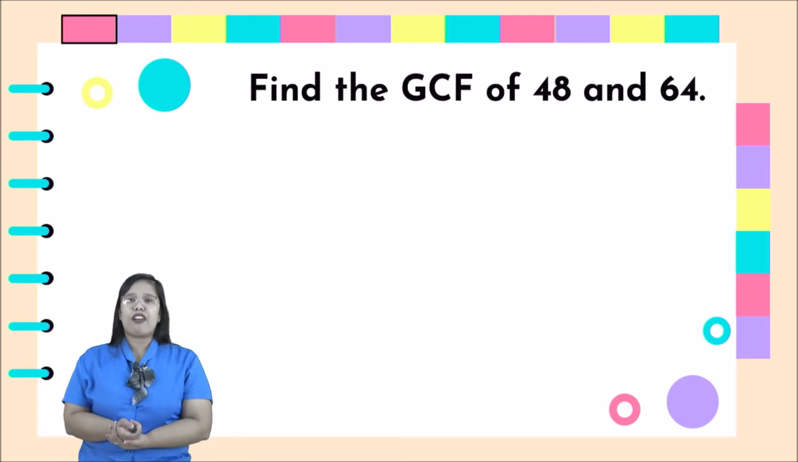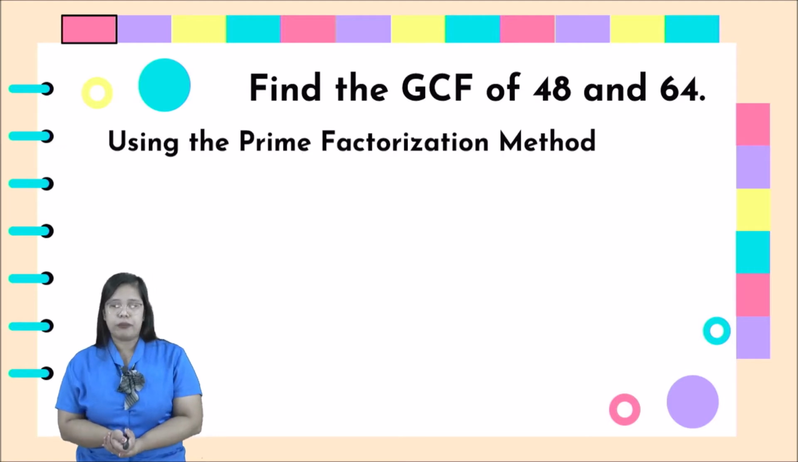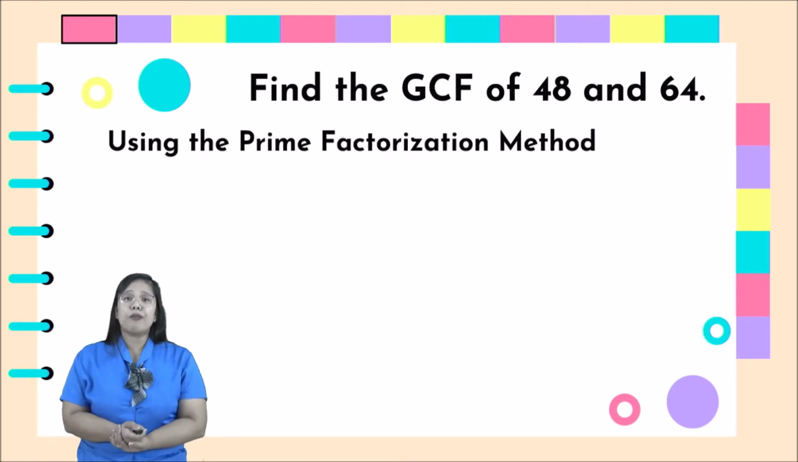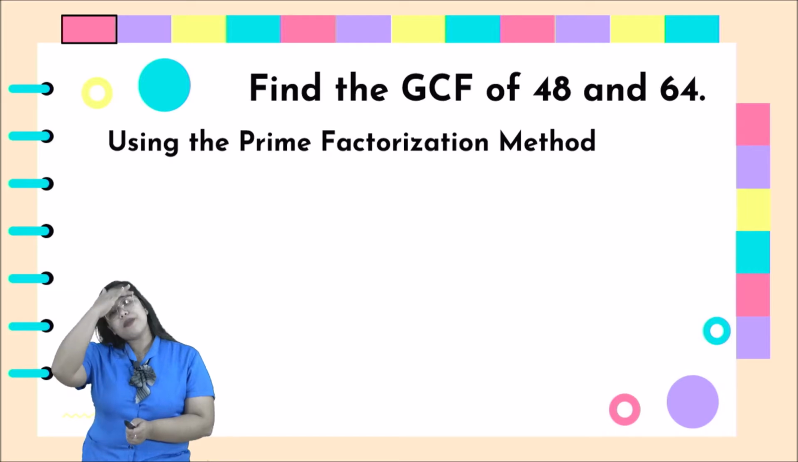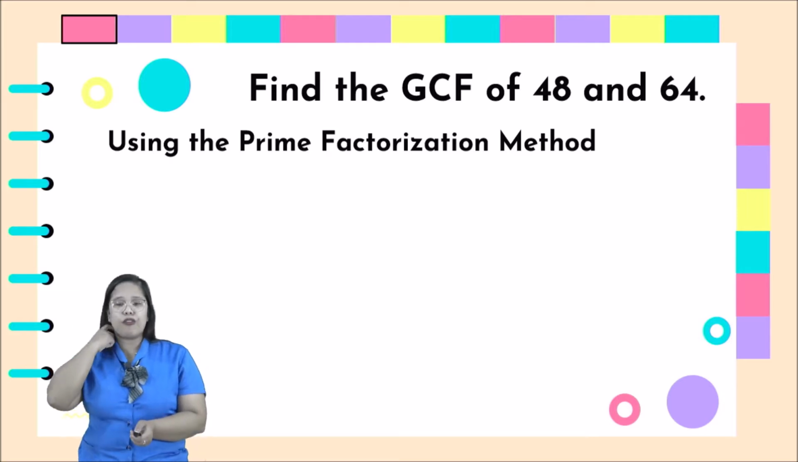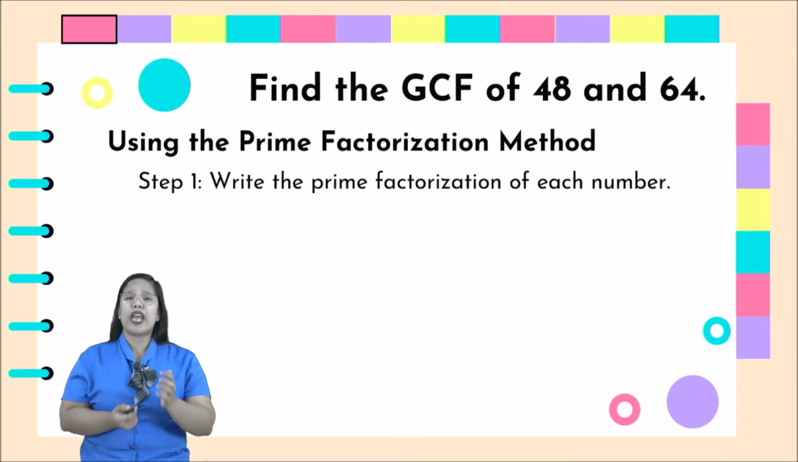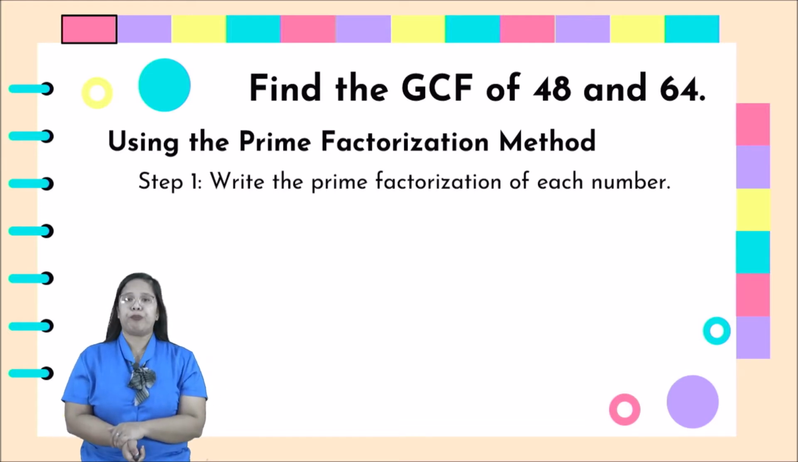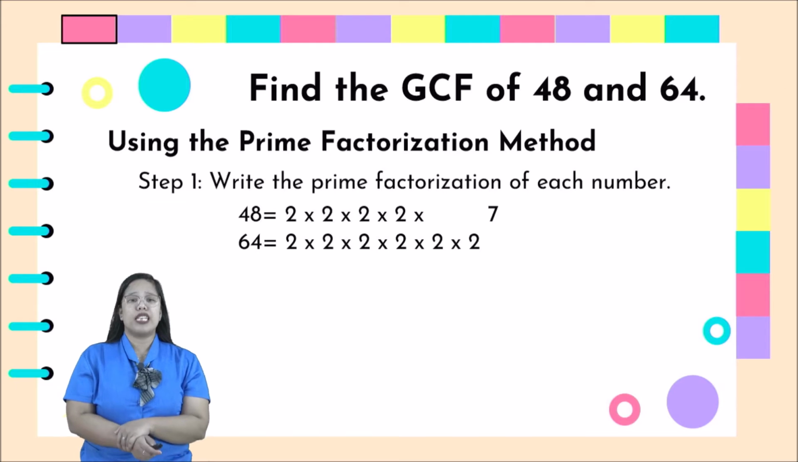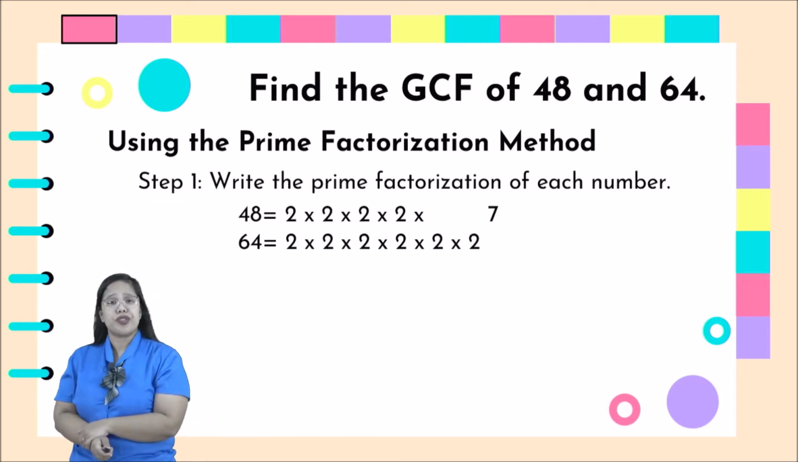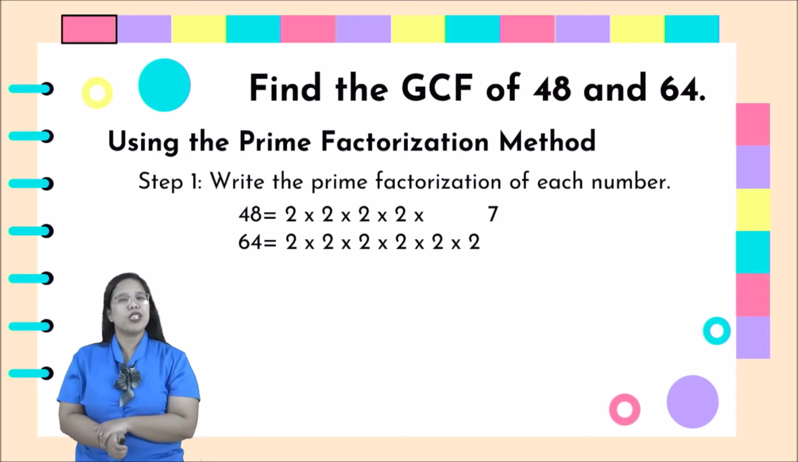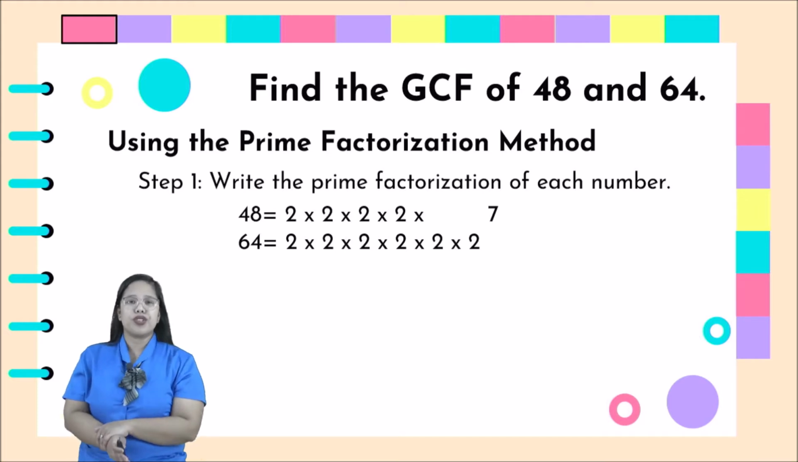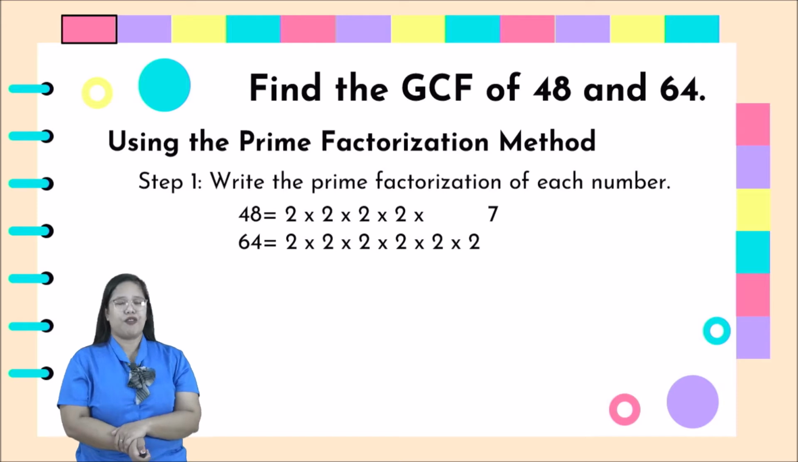Next one, we have 48 and 64. Using prime factorization again, the first step is we will write all the prime factors of each number. So, 48 is 2 times 2 times 2 times 2 times 3. And 64 is 2 times 2 times 2 times 2 times 2 times 2.